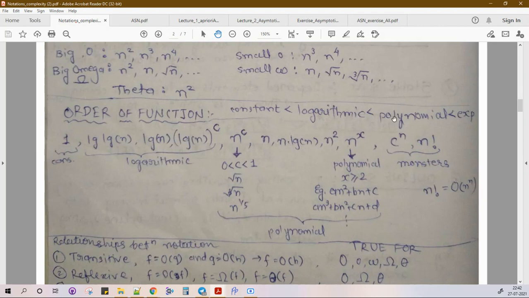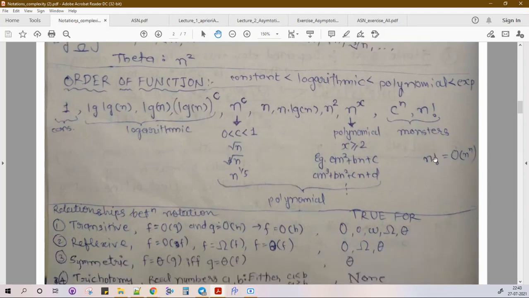In some settings, if you have just a million records, it will run for 100 years or 200 years. So this is actually the worst case. C to the power n, that means 2 to the power n, 4 to the power n, 100 to the power n, like that. And at last I have factorial, n factorial.